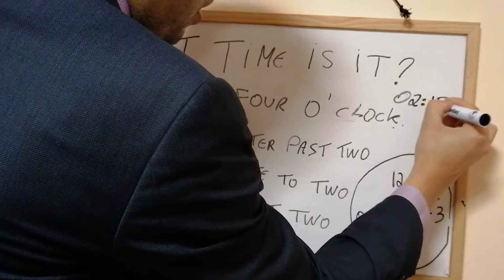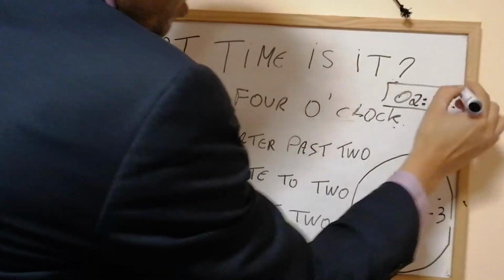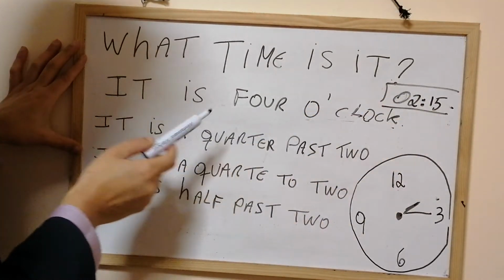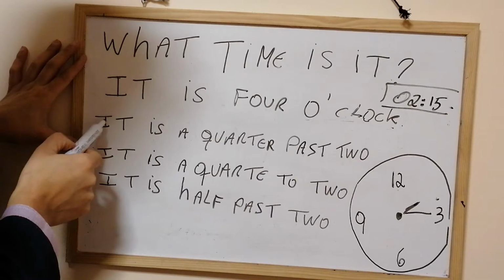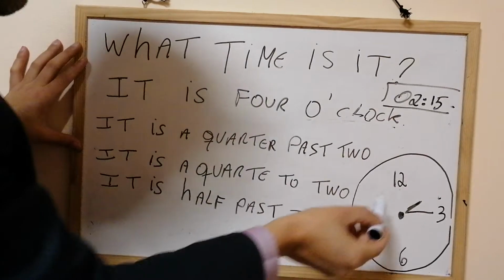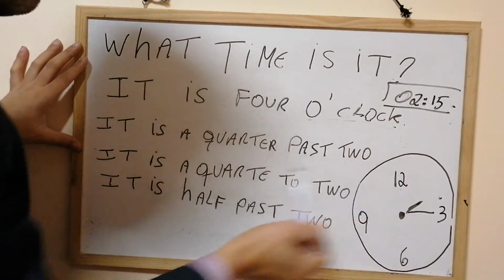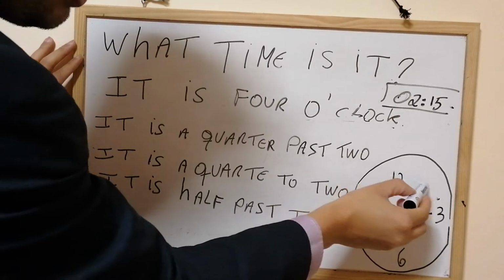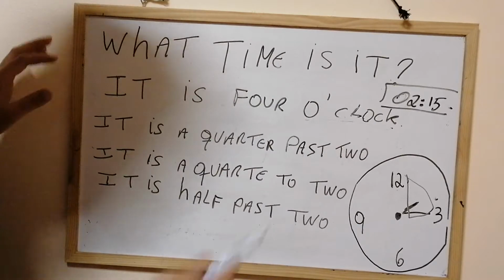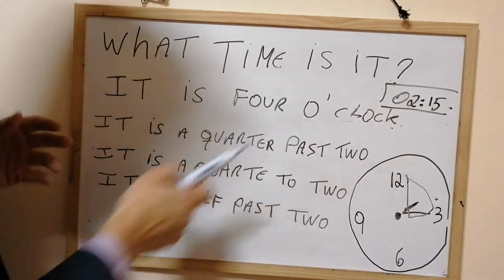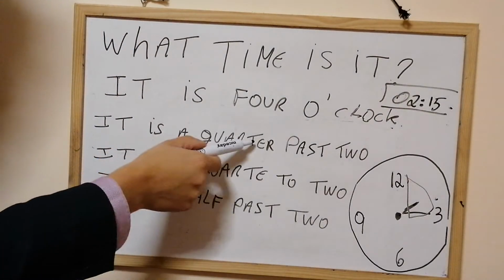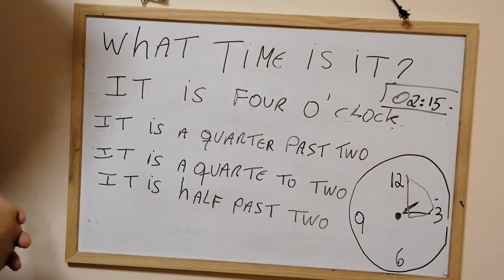A digital clock. If we have 2 hours and 15 minutes, we can say that it is a quarter past 2. As I said before, we divide the clock into 4 parts. That first part here is the first quarter. If it is 2 hours and 15 minutes, you can say that it is a quarter past 2.